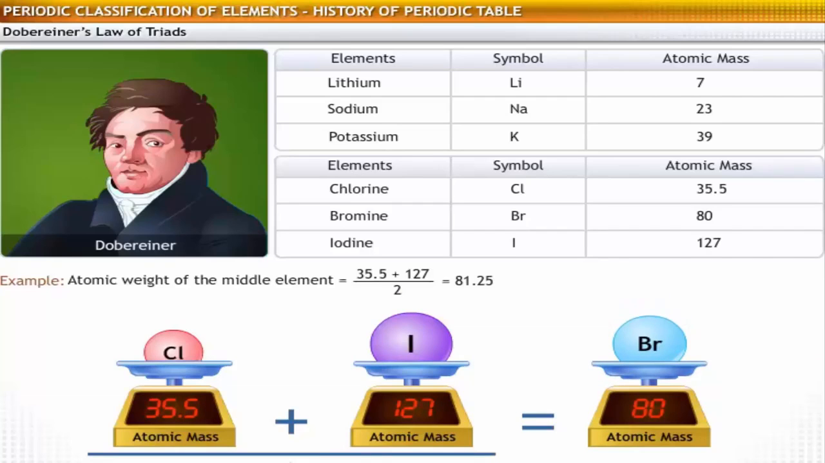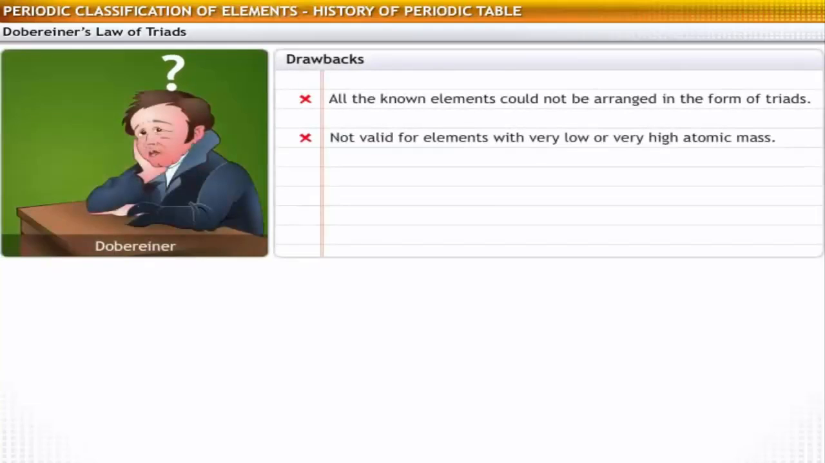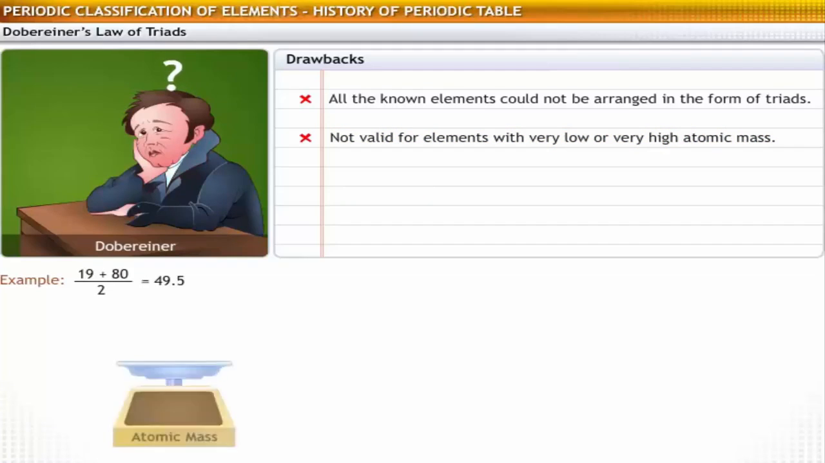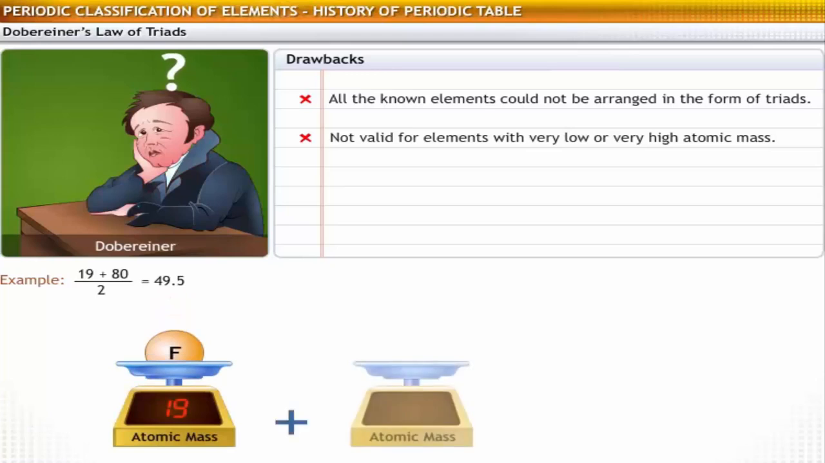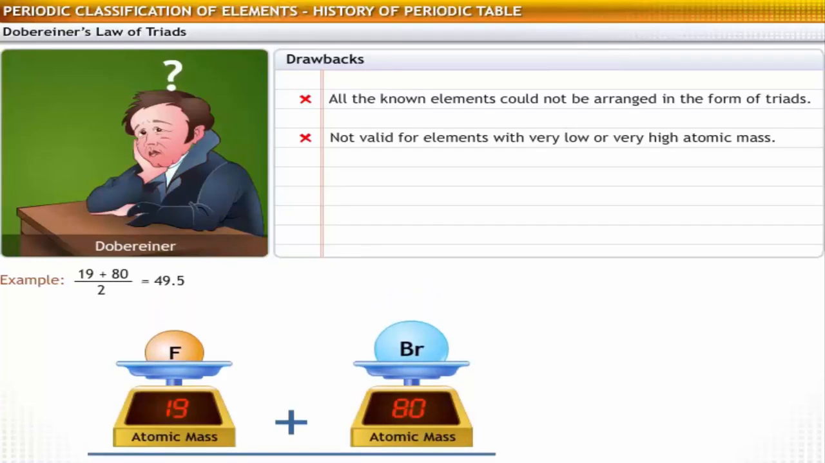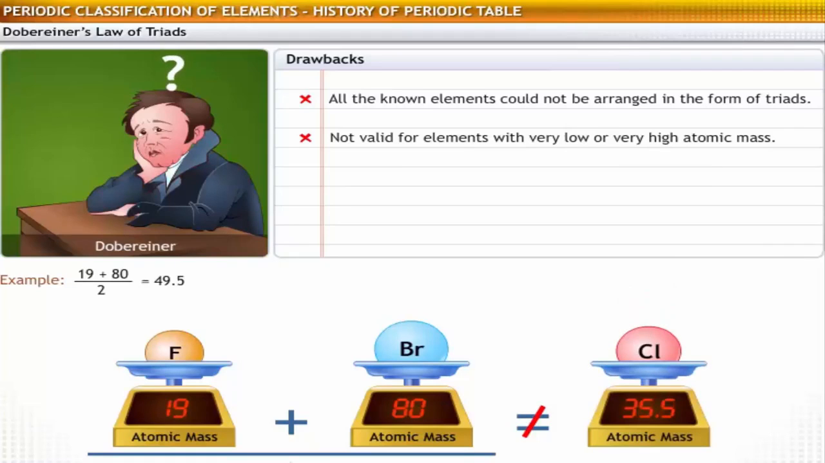While this law worked for some elements, it was not a success because all the known elements could not be arranged in the form of triads. The law did not hold good for elements with very low or very high atomic mass. For example, the arithmetic mean of the atomic masses of fluorine, 19, and bromine, 80, which comes to 49.5, varies significantly from the atomic mass of chlorine, which is 35.5.